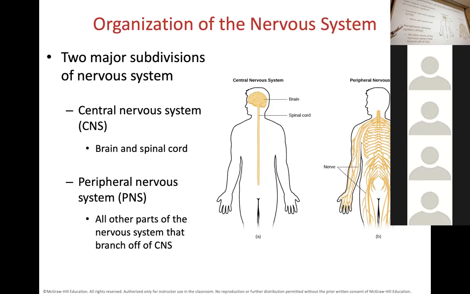So first off, the two major divisions, big picture, are the central nervous system and the peripheral nervous system, the CNS and the PNS. Central nervous system is really simple in the sense that it doesn't have a lot of subdivisions. It's the brain and the spinal cord. That's pretty much it. Obviously, there's a lot dealing with the brain. We'll have almost a whole chapter talking about the brain.